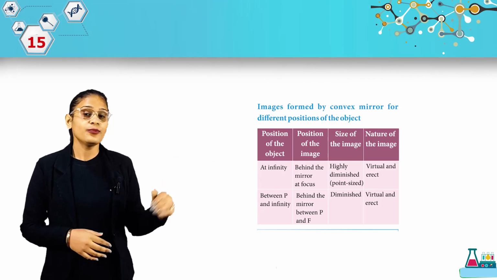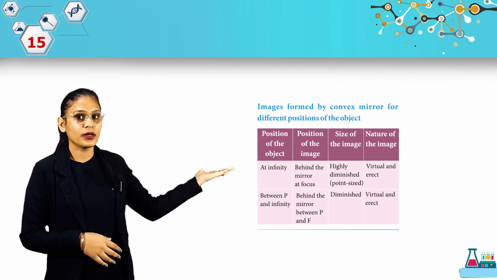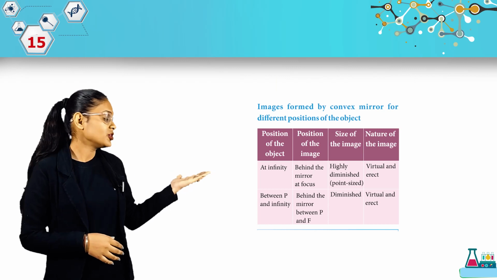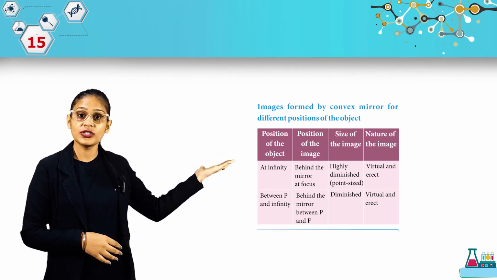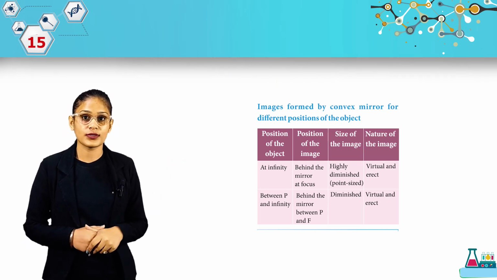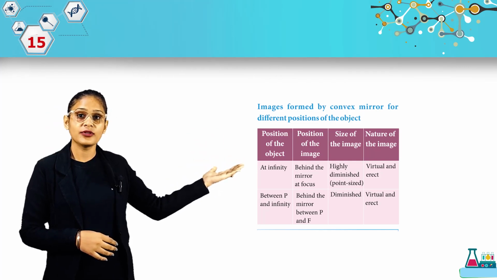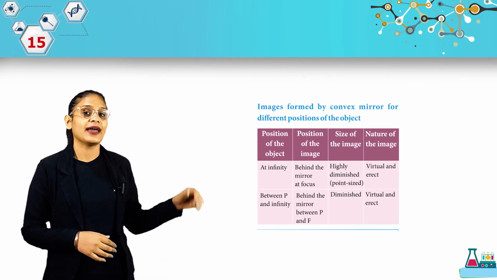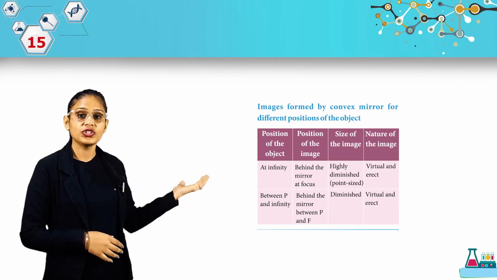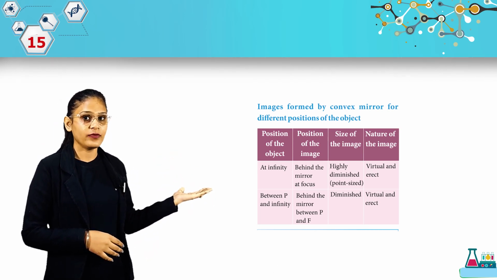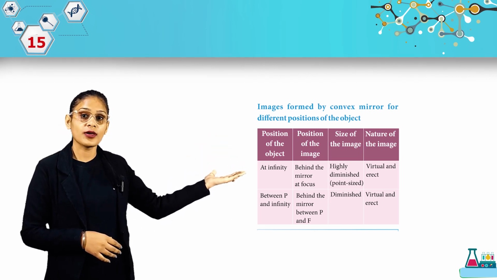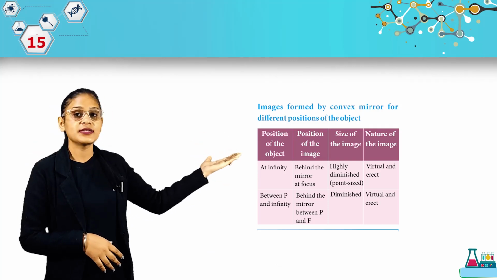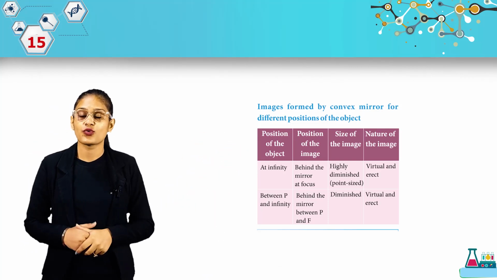Look here students: position of the object, position of the image, size of the image, nature of the image. Here we have position of the object at infinity, position of the image behind the mirror at focus, size of the image highly diminished, point sized, and nature of the image virtual and erect. Then we have position of the object between P and infinity, and position of the image behind the mirror between P and F, size of the image diminished, nature of the image virtual and erect.